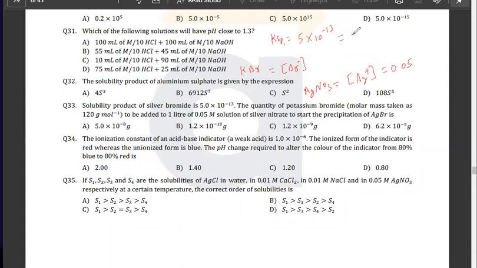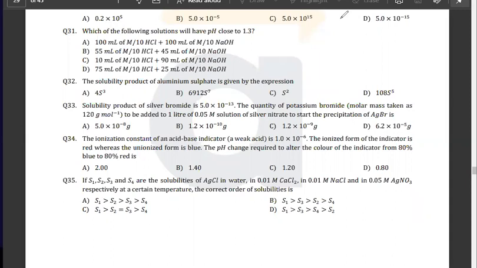Now, Ksp is equal to concentration of Ag plus into concentration of Br minus. So Ksp is given, concentration of Ag plus is given. Can you find concentration of Br minus? And concentration of Br minus is equal to concentration of KBr. So you are asked to find weight, and weight is equal to concentration into molecular weight. So I hope all of you can solve question number 33.